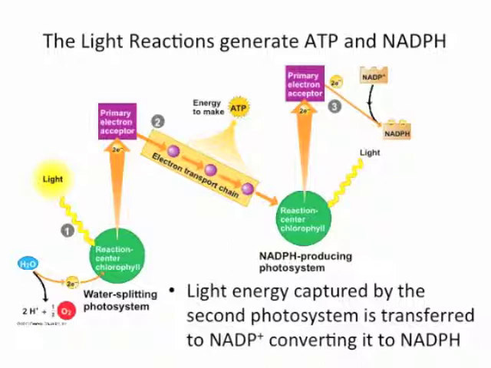Where does the NADPH producing photosystem replace its electron from? Like, where does it get another electron to replace that lost electron? Splitting water again? Nope, water doesn't get split again. So how do electrons get back into the NADPH producing photosystem?